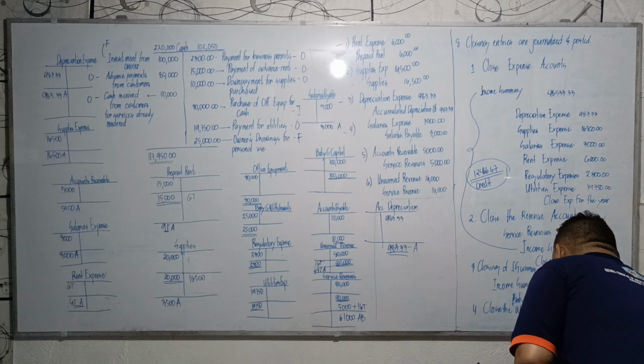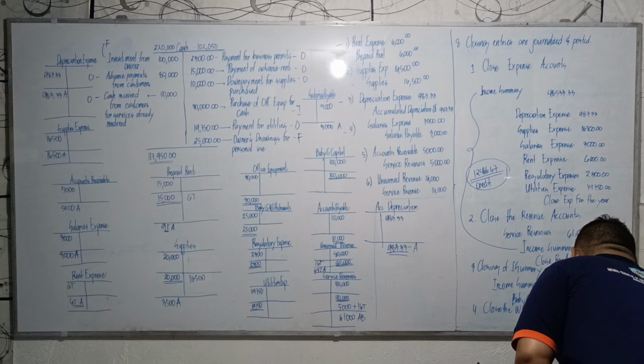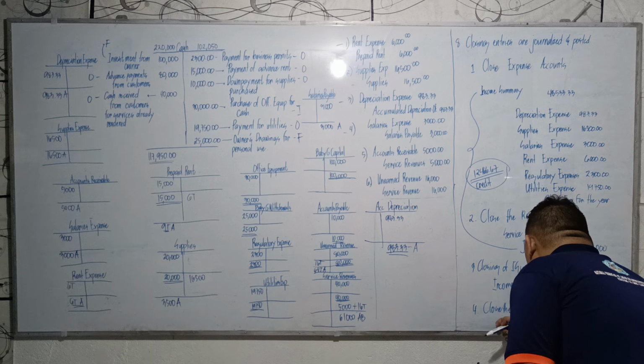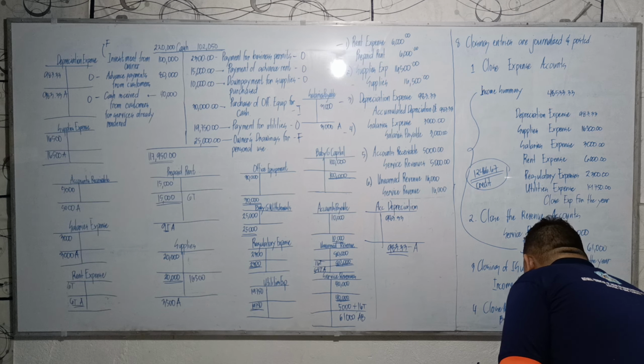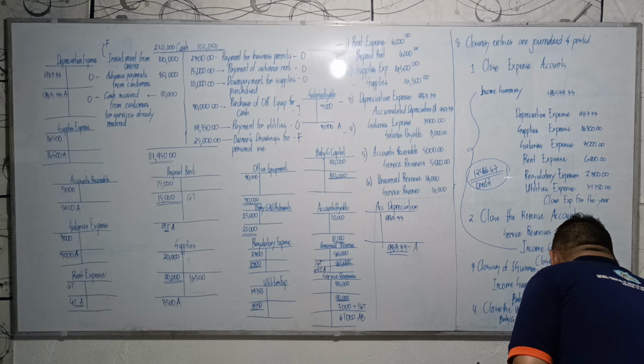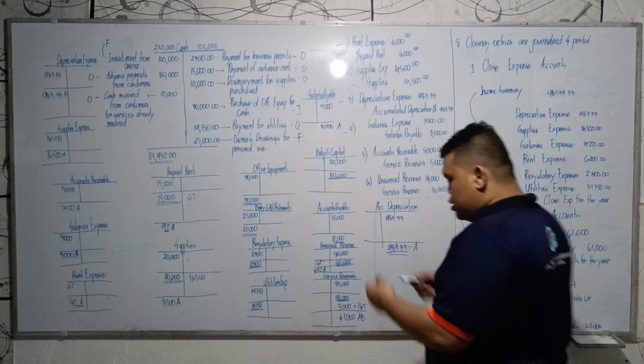We have to credit it. BBG withdrawals, $25,000. And then we will debit, of course, the BBG capital worth 25,000 also. So those are the closing entries.